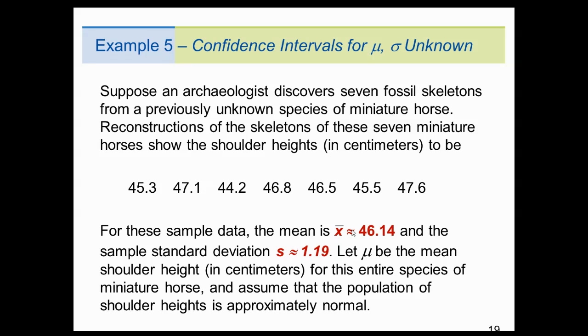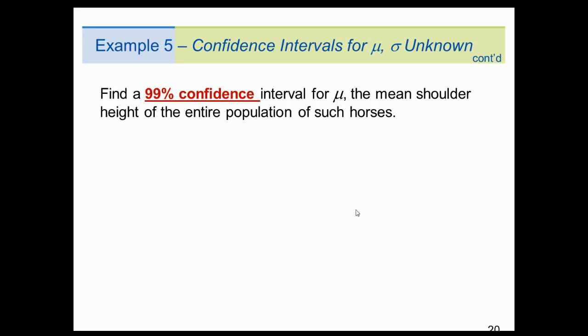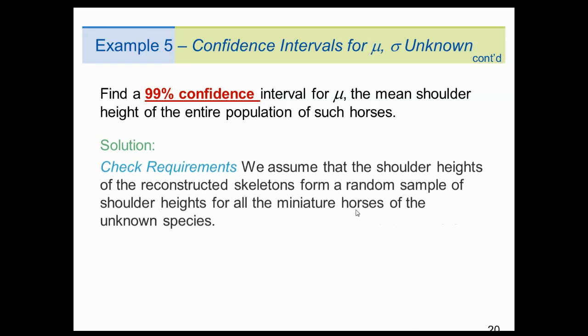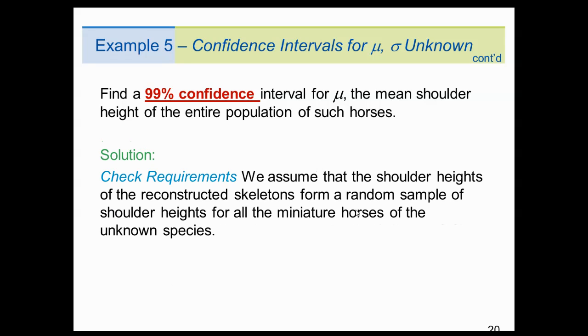Let's just go on the premise here that we know the standard deviation, 1.19, and we know X bar is 46.14. We're looking for a 99% confidence interval for mu. All right, we assume that the shoulder heights, we're talking about skeletons here, are from a random sample.